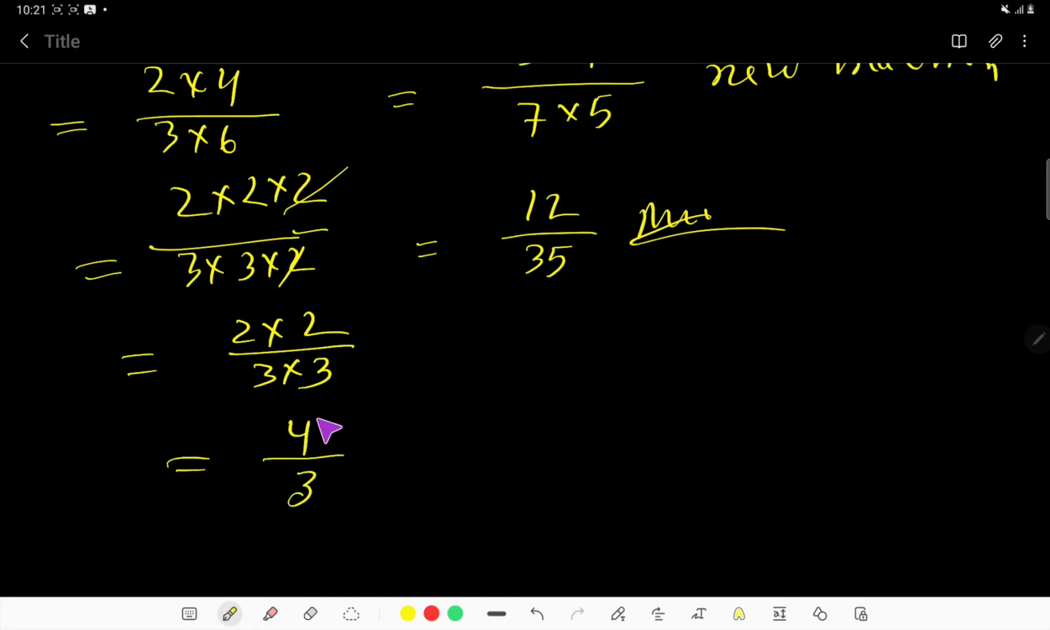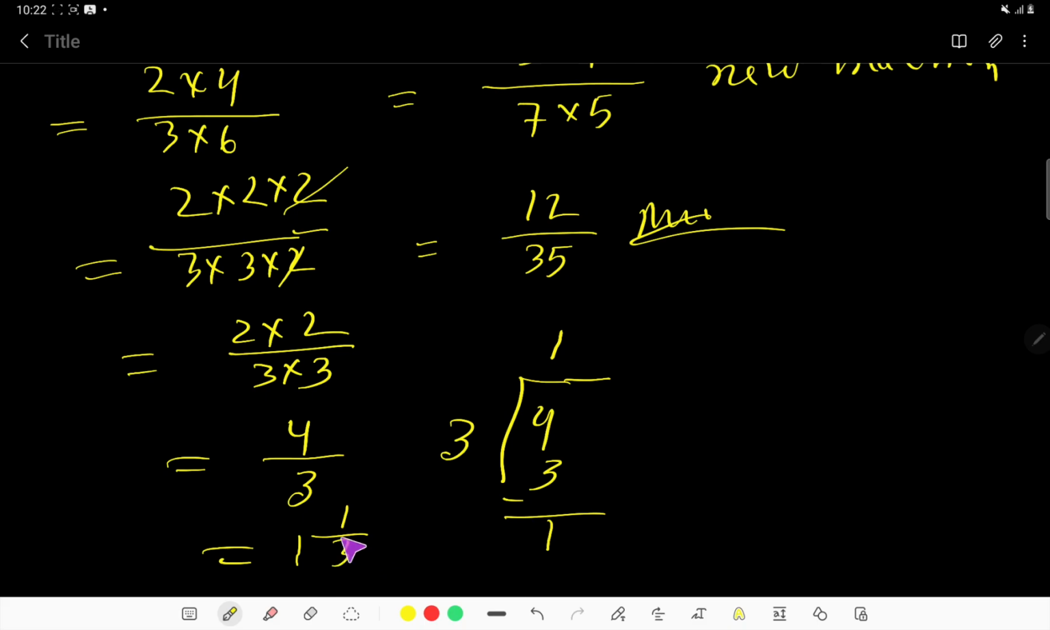But look, here the numerator is greater than the denominator. So you have to express this fraction as a mixed number. How to do that? You have to divide the numerator by the denominator. 3 goes into 4 how many times? 1 time. 1 times 3 is 3. If you subtract, then you are getting 1. So our quotient will be the whole number, the remainder will be the numerator, and the divisor will be the denominator. 1 and 1 third is the answer.